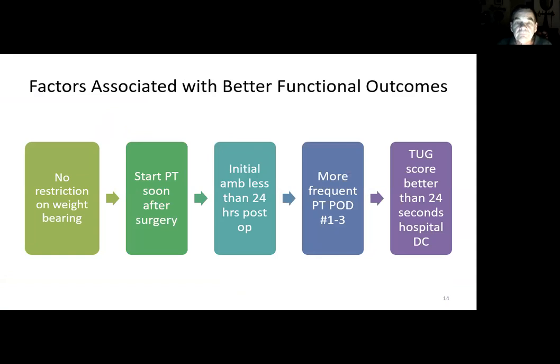In conclusion, on this slide, we can identify the early postoperative course of care that provides the older adult with hip fracture the very best opportunity for recovery. No restriction on immediate postoperative weight bearing, starting PT with ambulation less than 24 hours postoperative, and increased frequency of PT during the first 72 hours.